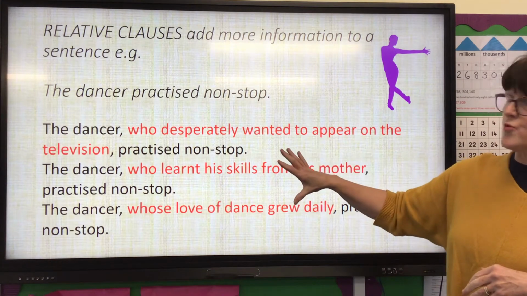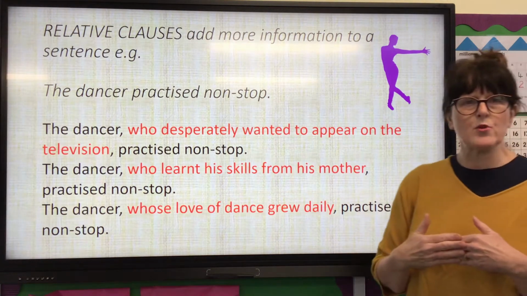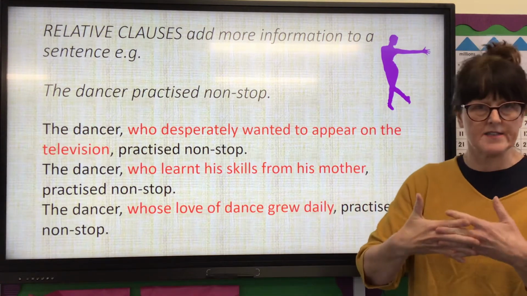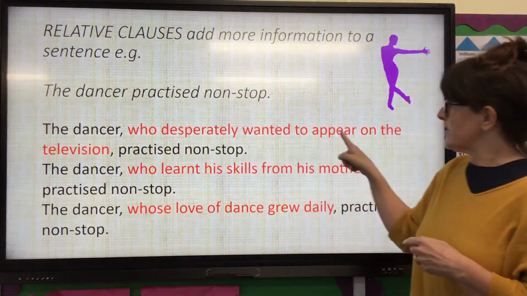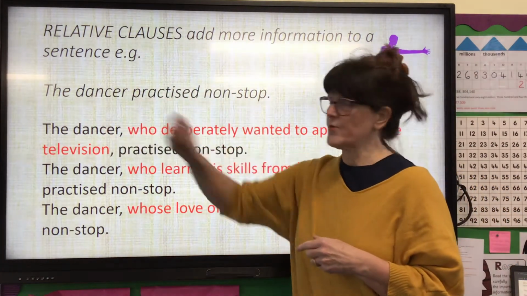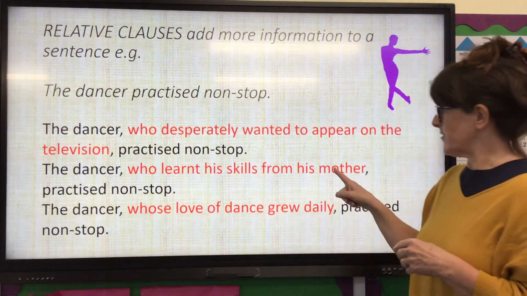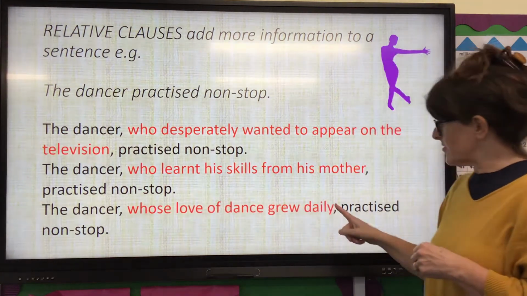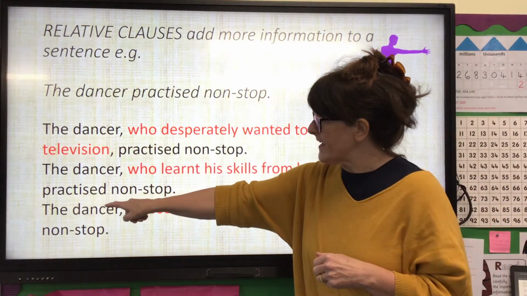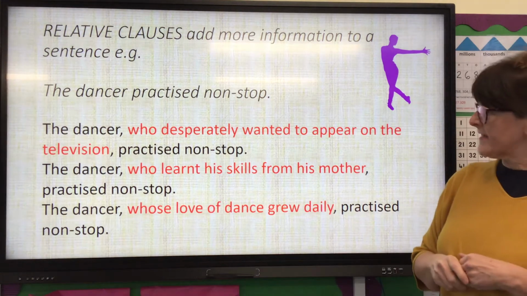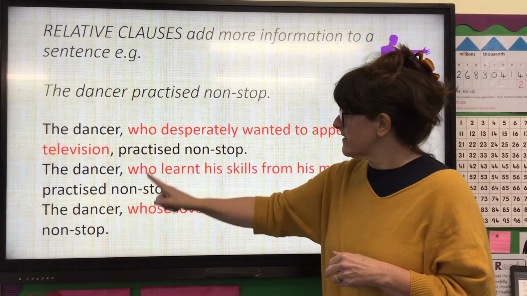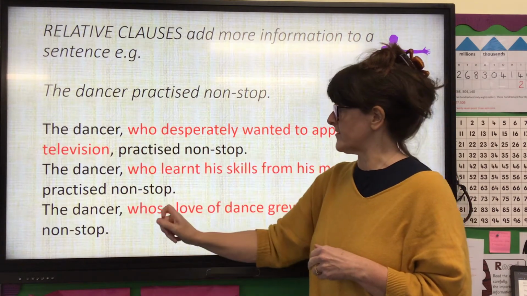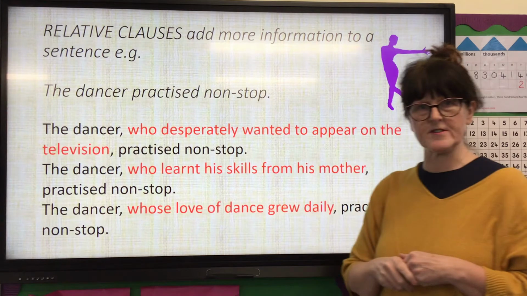Now, why are these called relative clauses? Well, if you think about what a relative is, someone you're related to. It's somebody that you're linked to. This bit of description here links back to the dancer. This bit of description links back to the dancer. This bit of description refers back or links to the dancer. And the word that begins the relative clause helps to make the link. So the who is the dancer.